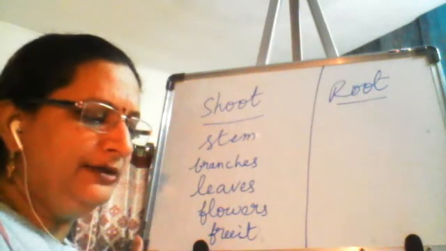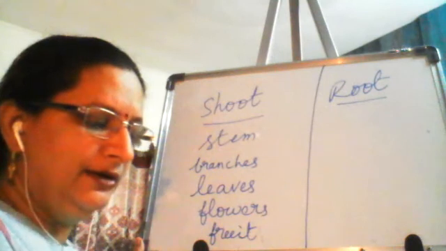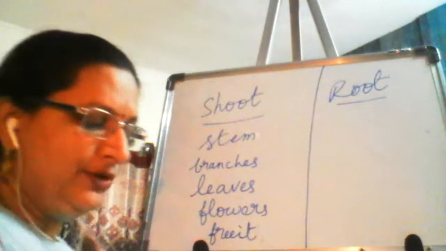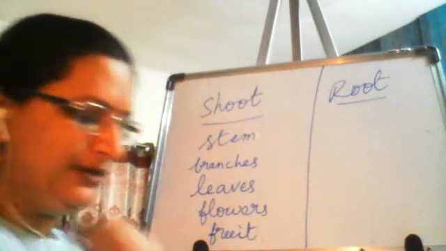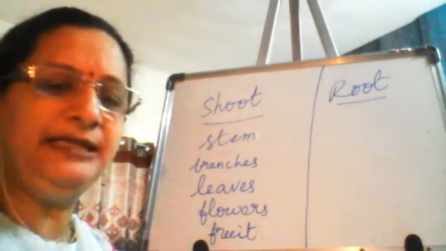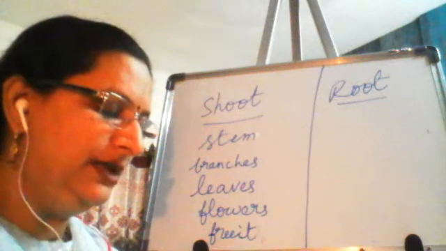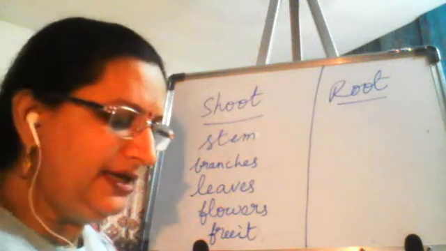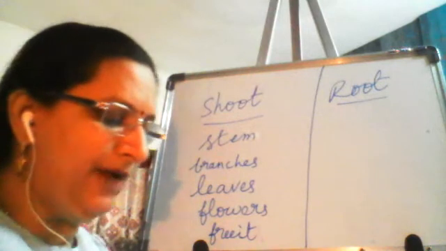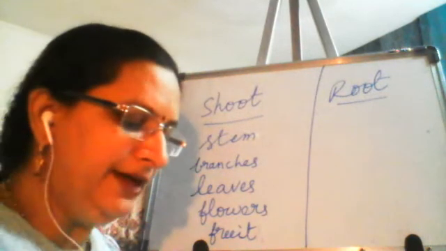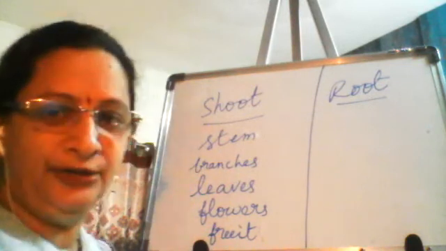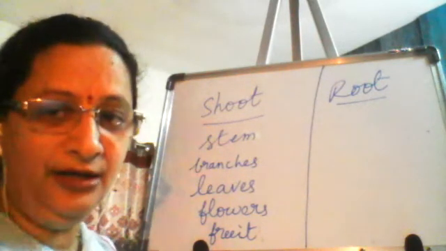And the part that remains under the soil is the root system. So let's also read about the root system. The root is the part of the plant which remains under the ground. The roots have tiny hair-like branches. These fix the plant firmly in the soil. So what is the root doing? The root is fixing the plant to the ground.